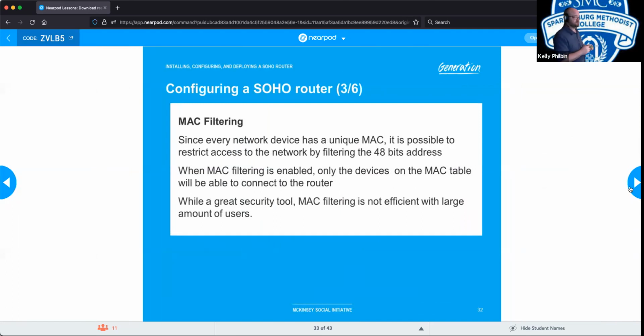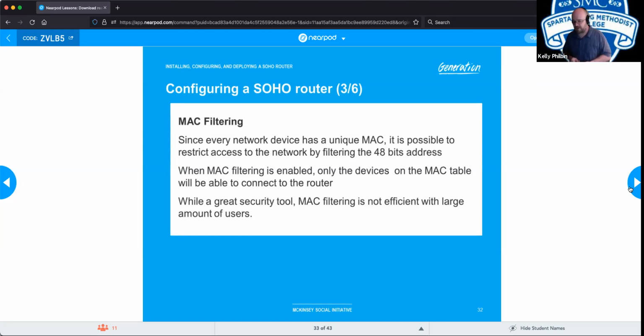MAC filtering. Marvin mentioned this a little bit earlier today. Every network device has its own unique MAC address, right? So it's possible to create a list on your router of authorized devices that are allowed to connect to it. This is considered a security feature. So when it is enabled, only the devices that are on that list will be granted access. But you can also have it another way, where you deauthorize specific MAC addresses so they are not allowed. But more often than not, you're setting it to only allow specific MAC addresses.